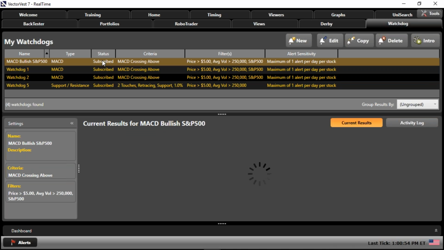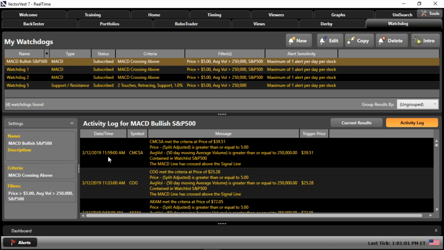But notice, let me go to this one. I'm already subscribed to this one. And here's another, a bullish MACD crossover. And here today, the last bullish MACD crossover alert that I received was on CMCSA at 11:59 a.m. this morning.